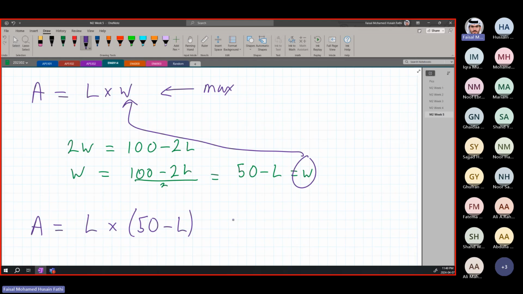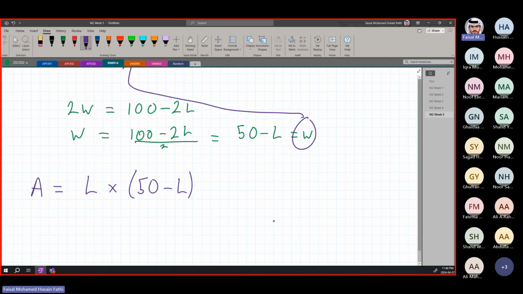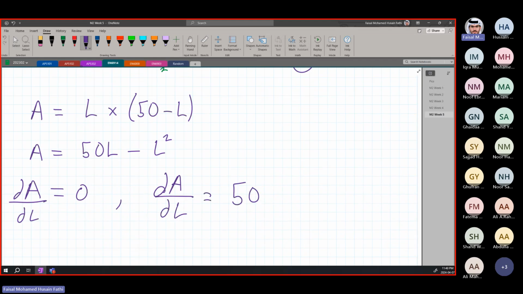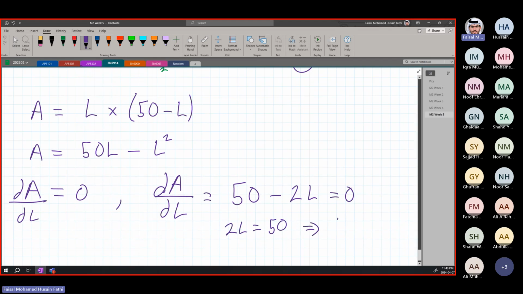50 minus L is the W, and now we have to differentiate this, but before that let's simplify. So it's going to be 50L minus L squared. All right. So we need to find dA by dL to be equal to 0. So dA by dL is going to be 50 minus 2L, which is equal to 0. معناته 2L is equal to 50. Therefore, L is equal to 50 over 2, which is 25.